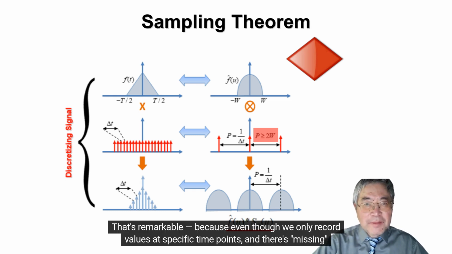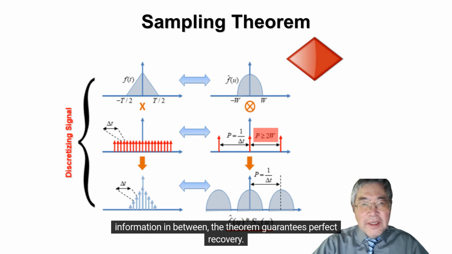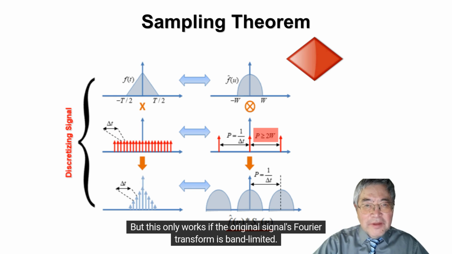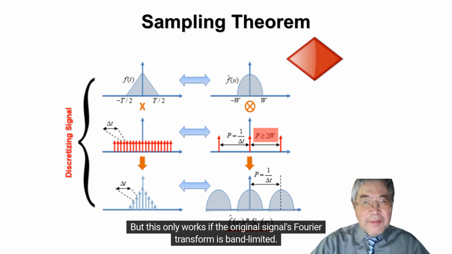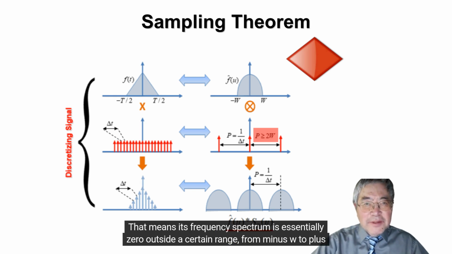That's remarkable, because even though we only record values at specific time points, and there's missing information in between, the theorem guarantees perfect recovery. But this only works if the original signal's Fourier transform is band-limited. That means its frequency spectrum is essentially zero outside a certain range, from -w to +w.